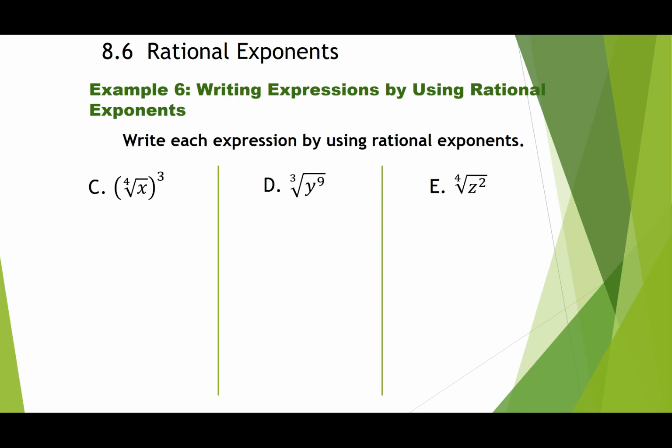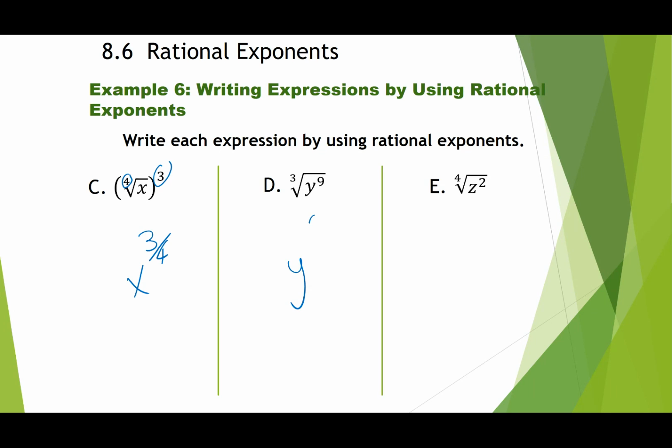All right, let's try a few more of these out. So remember, the m is the numerator of the rational exponent, and 4, the index here, is the denominator for it. So this is the same as x to the 3 over 4 power, 3/4 power.